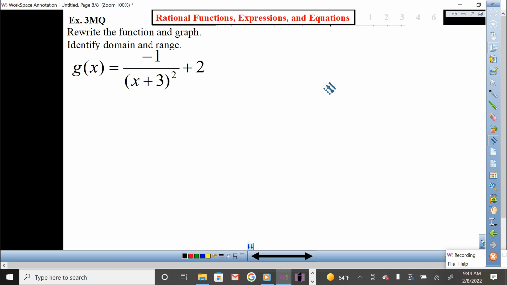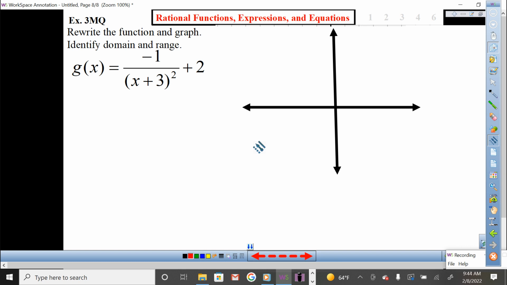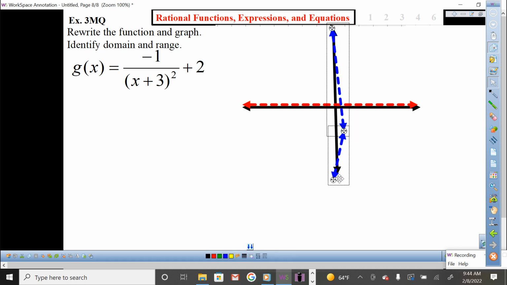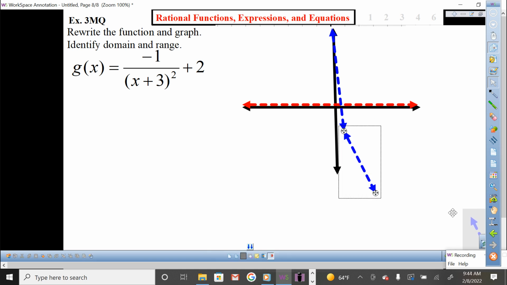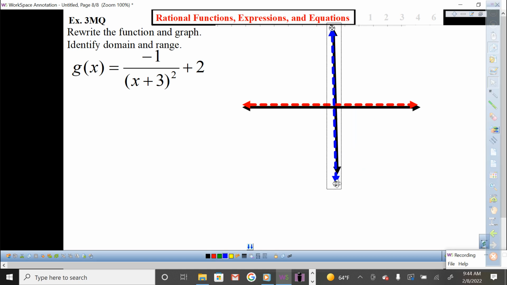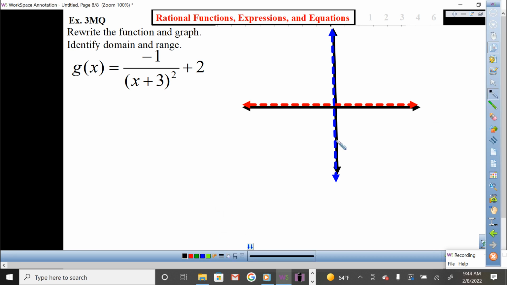Let me get our coordinate plane. And once again, for the sake of you seeing where I'm at, I'm going to graph the parent function here. This is my HA, my VA. There it is. And my original is at 1, 1, negative 1, 1.